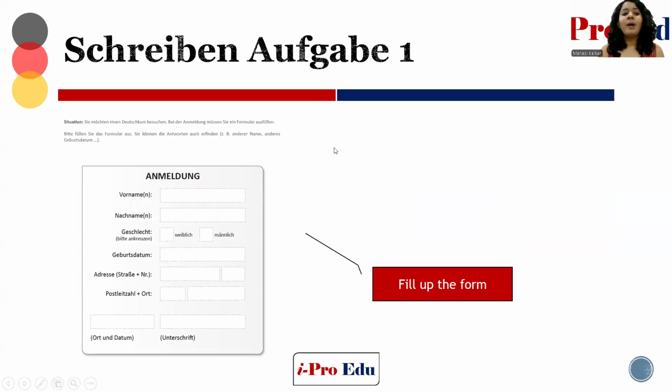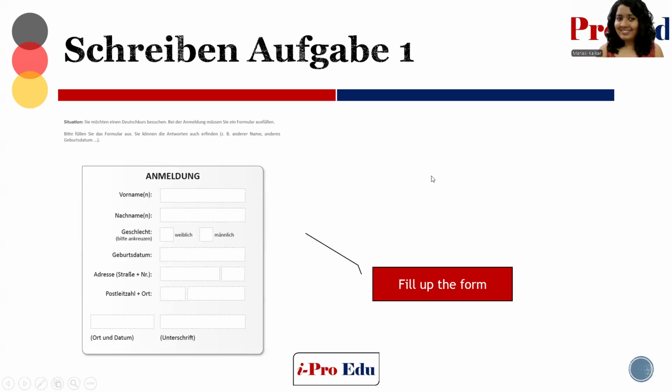Now here Schreiben Aufgabe 1. If you can see here, there's a formula given here. There's a form. In general, you are going to be getting information here, before the formula, and based on that information, you have to fill up the form. In this test, although there is no information given, you can write your own name, you can write anybody else's name, but in the examination, there's going to be information given about some person, something related to the formula, and then you have to fill up the form on the basis of that information. So Aufgabe 1 is just fill up the form on the basis of information given above.